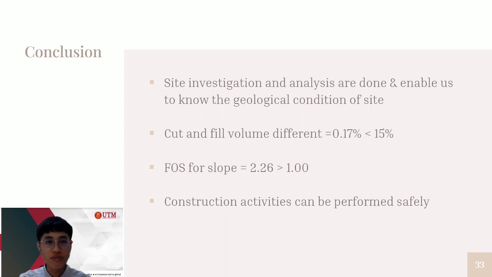of transportation costs. Based on the slope stability analysis, we have obtained the factor of safety of 2.26, which is greater than 1.0. This indicates that the slope is stable when calculated using the assumed circular failure radius of 10 meters. To conclude, construction activity can now be performed.